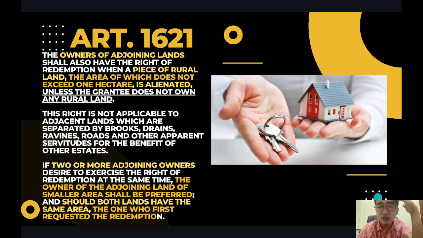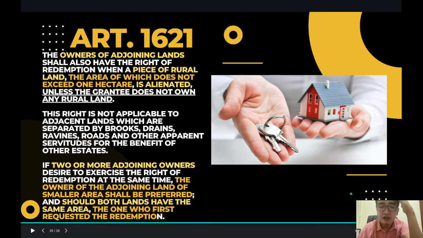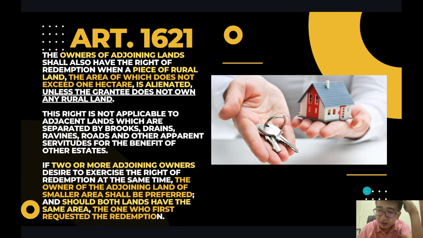The owner of the adjoining land of the smaller area shall be preferred. Let's say, for example, if A owns 500 square meters of land and B owns 300 square meters of land, therefore, under the law, under Article 1621, B is preferred to exercise the right of legal redemption than A. Pero kung parehas sila ng area, let's say for example, parehas silang area ng 300 square meters, the one who first requested the redemption shall be preferred. Let's say for example, si A naman ang nauna, then si A ang preferred. Okay?